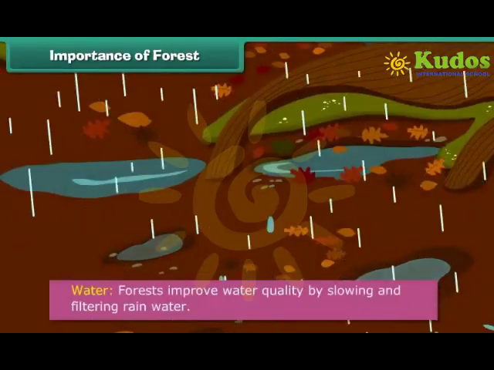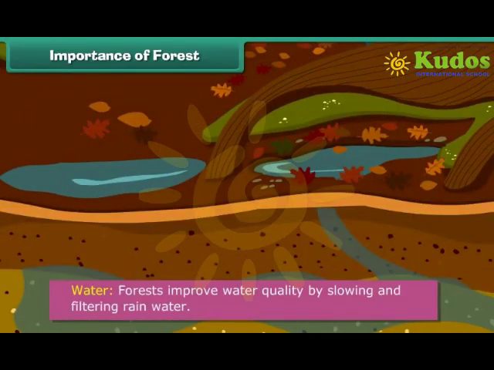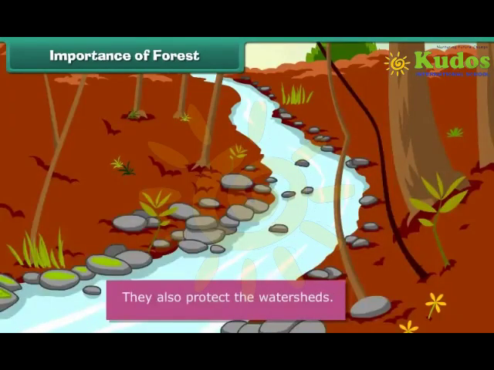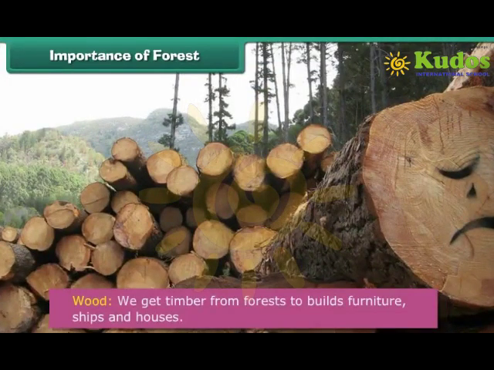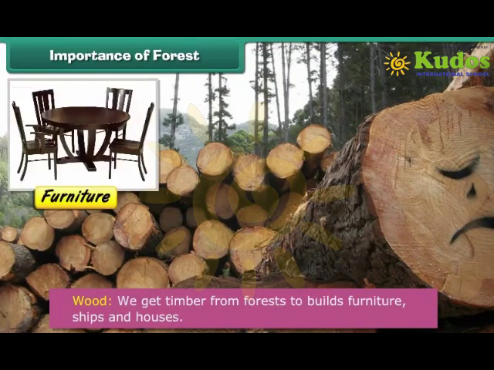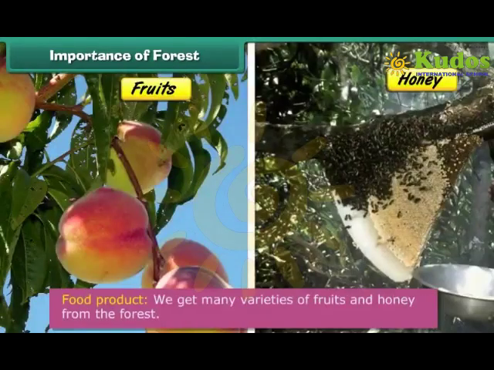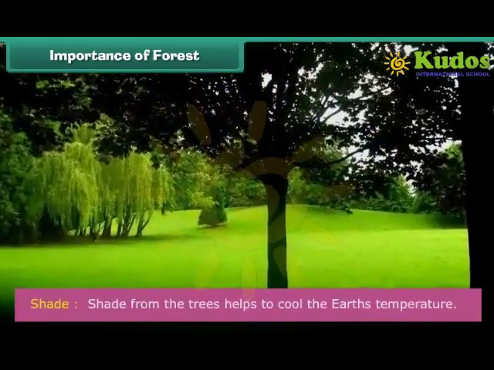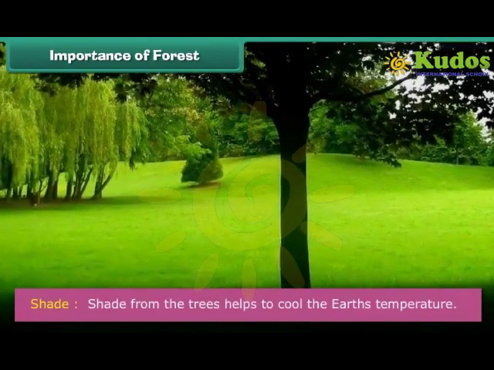Water. Forests improve water quality by slowing and filtering rainwater. They also protect the watersheds. Wood. We get timber from forests to build furniture, ships, and houses. Food product. We get many varieties of fruits and honey from the forest. Shade. By cooling the air and ground around them, the shade from the forest trees helps to cool Earth's temperature.